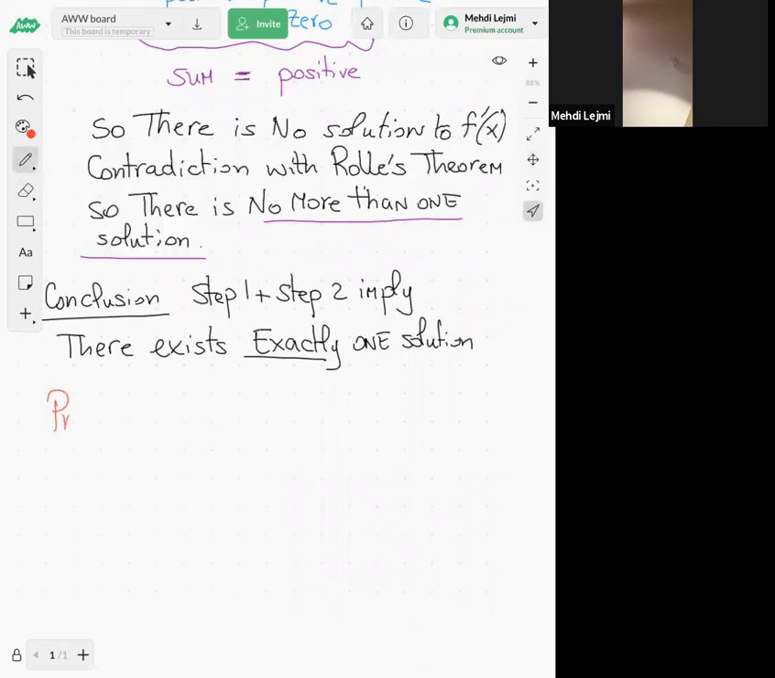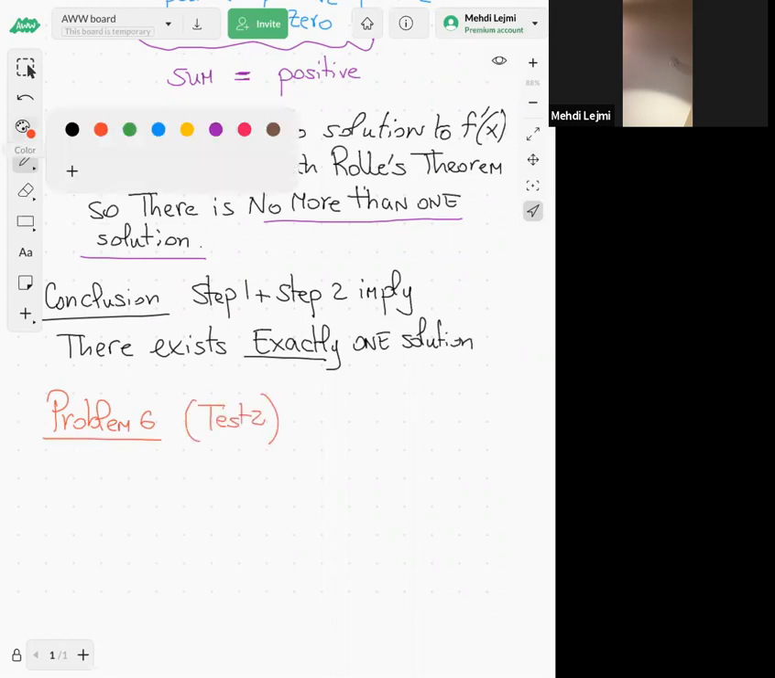All right. So problem 6, second test. No need for IVT. So no need for the step.